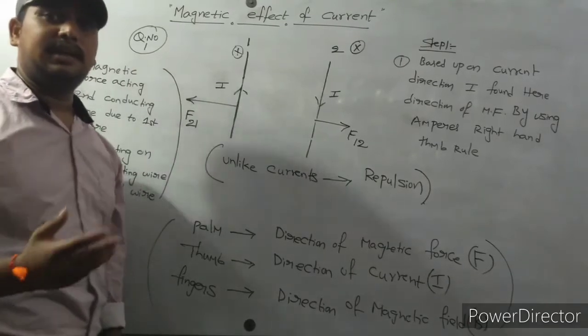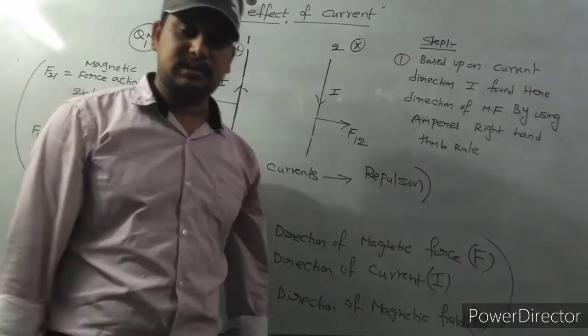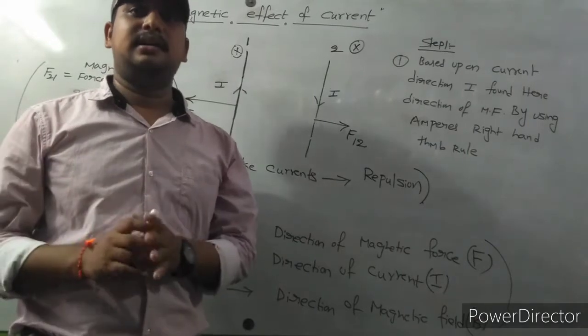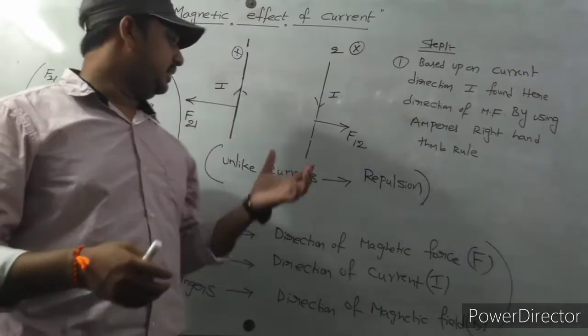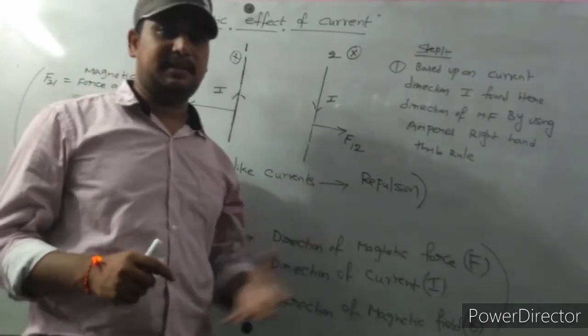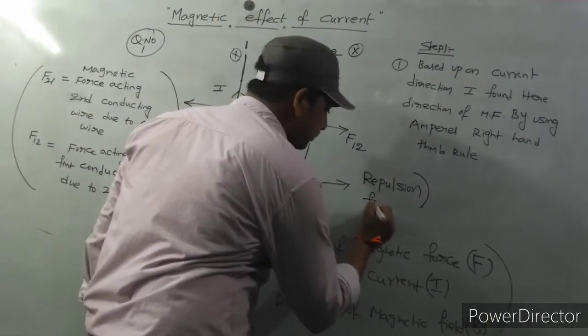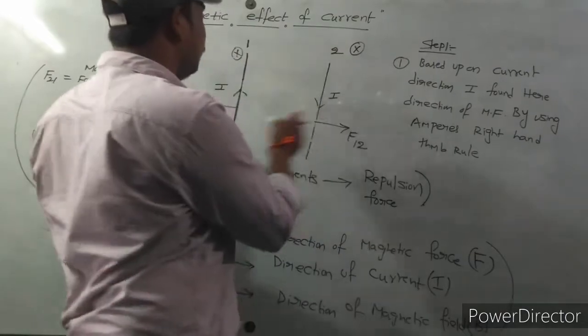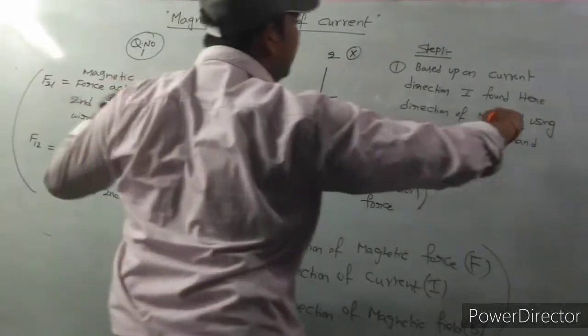Generally, in case of electrostatic force, unlike charges attract. In the magnetic case, unlike currents produce a repulsion force. So both wires are repelled and move away.